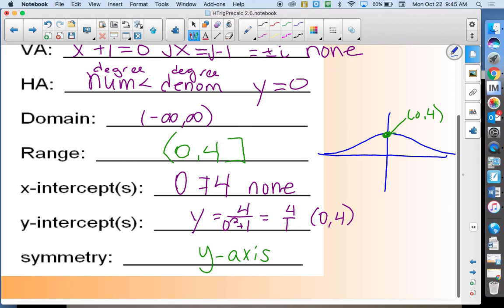So when you're working through all these pieces, the vertical asymptote is the denominator. For the horizontal asymptote, look at your powers. The x-intercept is the numerator. The y-intercept is changing all the x's to 0. So those are the 4 key things that you need to think about when you're interpreting a graph.